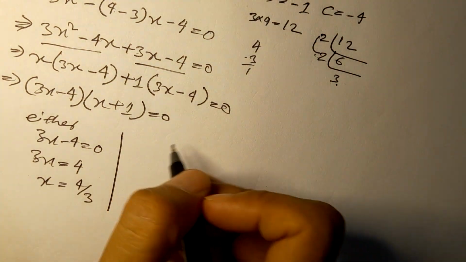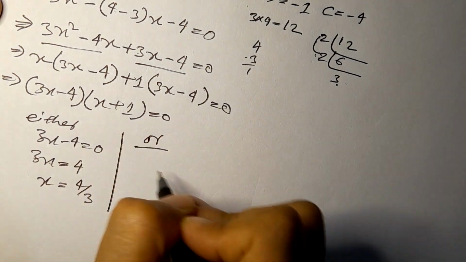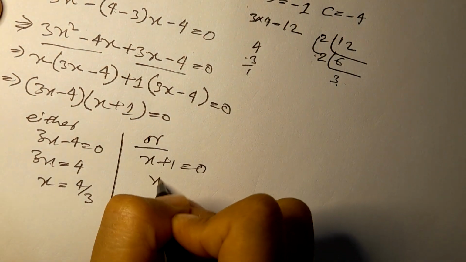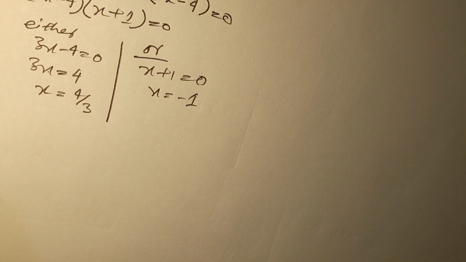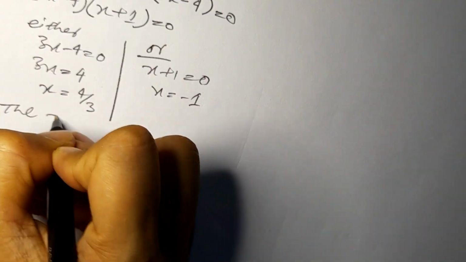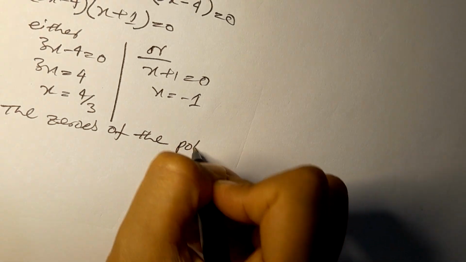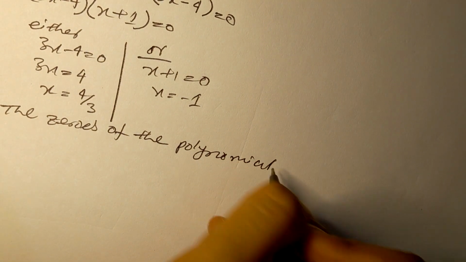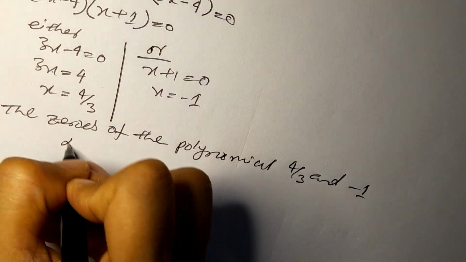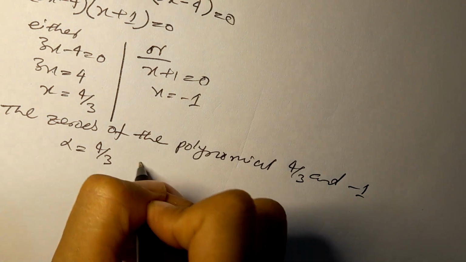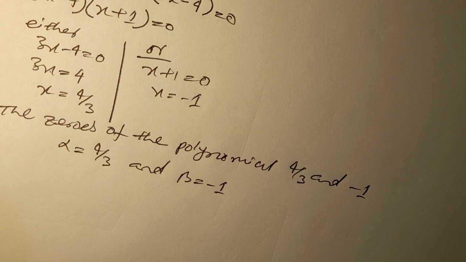One we got. Now come for the other. Or that is x plus 1 equal to 0. So x equal to minus 1. We got two values of x, so we got the zeros of the polynomial. So the zeros of the polynomial, that is 4 by 3 and minus 1. So we got alpha is equal to 4 by 3 and beta is equal to minus 1. So we got the alpha and beta, the zeros of the polynomial.